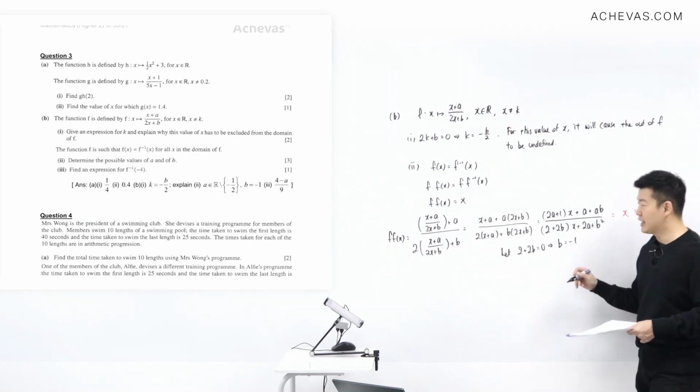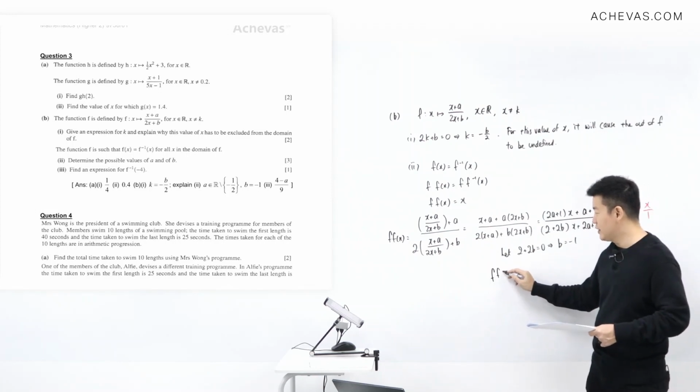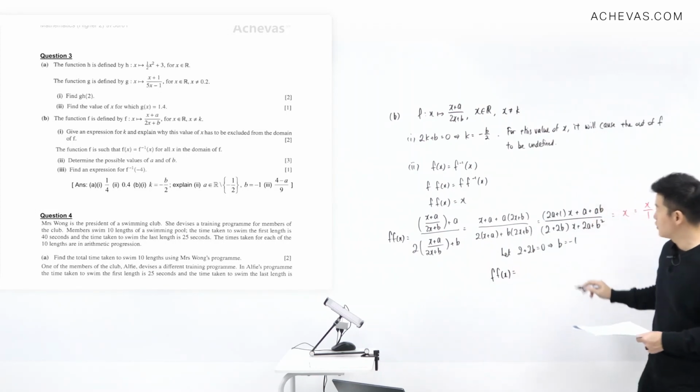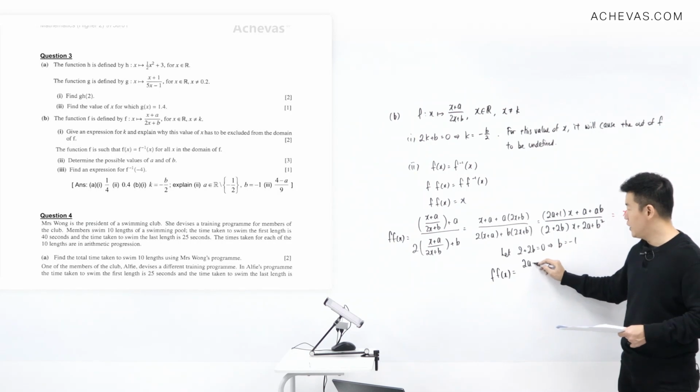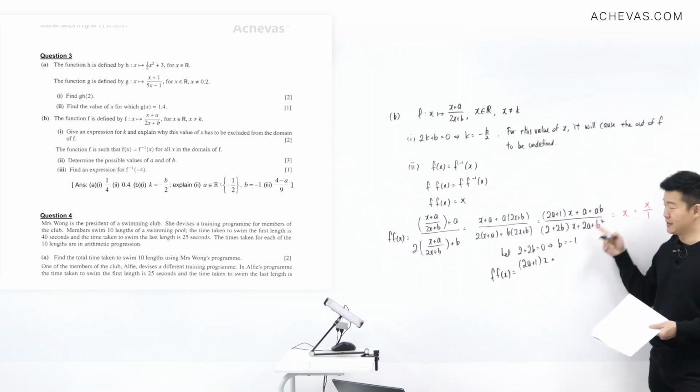So if b is equal to -1, let's see what is f(f(x)). So when b is equal to -1, f(f(x)) is going to be equal to, we have a (2a plus 1) here, then plus a times -1, which is plus a minus a.